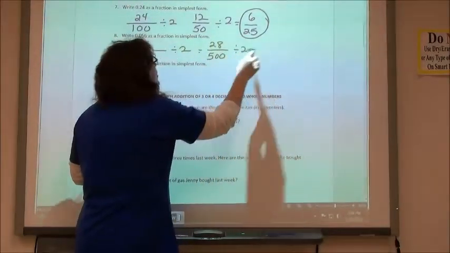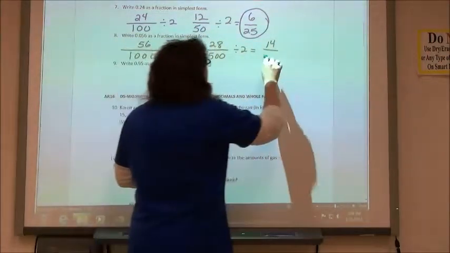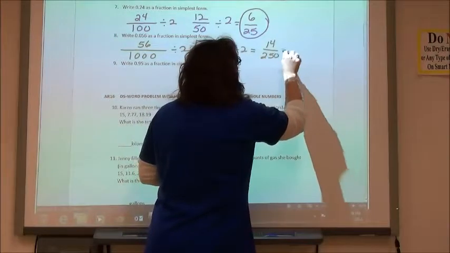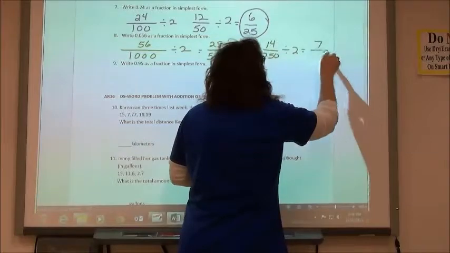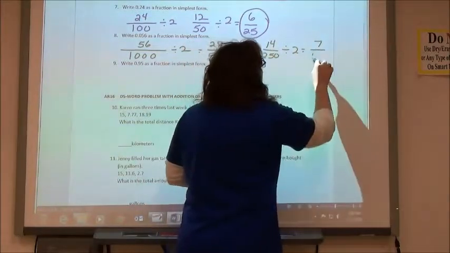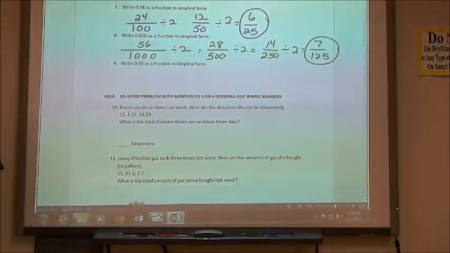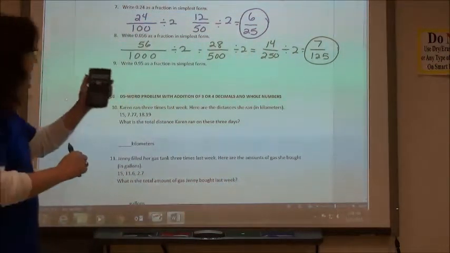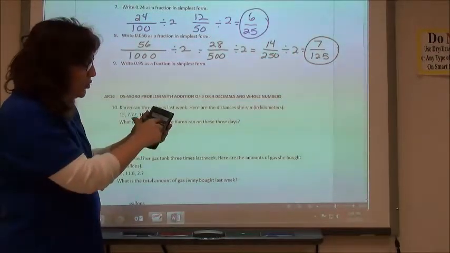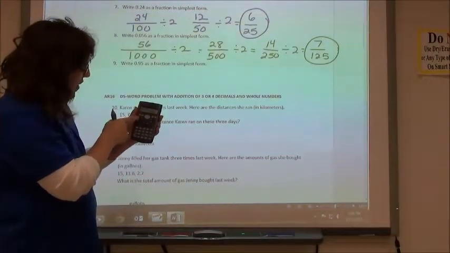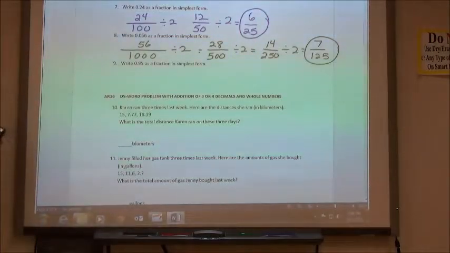Again, I can divide by 2. 28 divided by 2 is 14. 500 divided by 2 is 250. Again, they're both even. I can divide by 2. Half of 14 is 7. Half of 250 is 125. Can't reduce that any farther, so 7 over 125. So again, with my calculator, 0.056. Hit equals. It'll show the decimal. Shift and the fraction, and 7 over 125 is what you should get on your calculator.